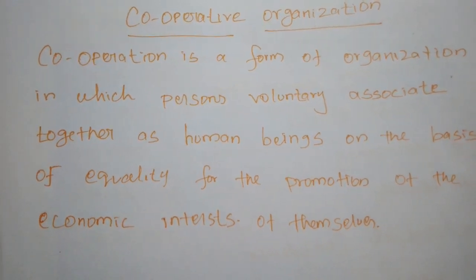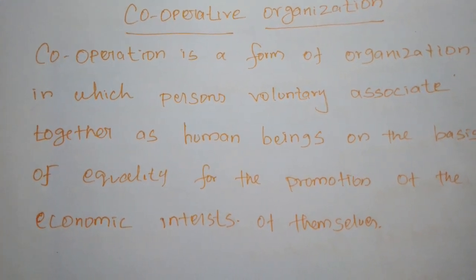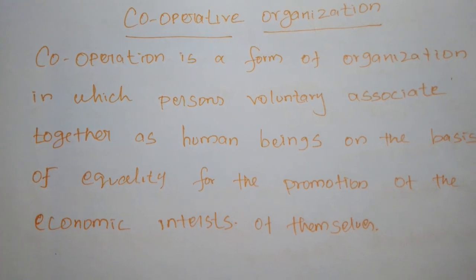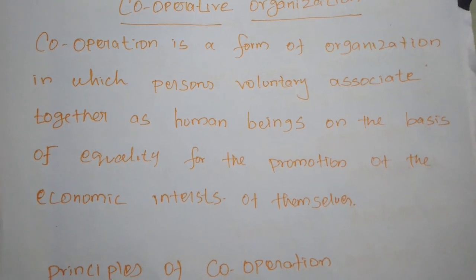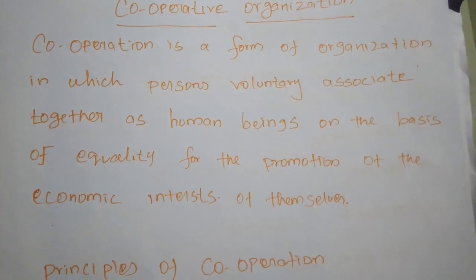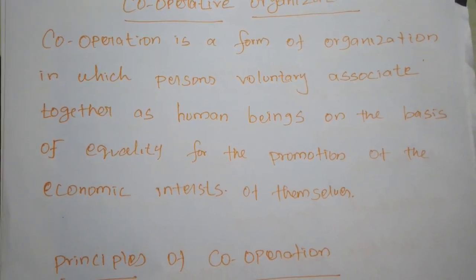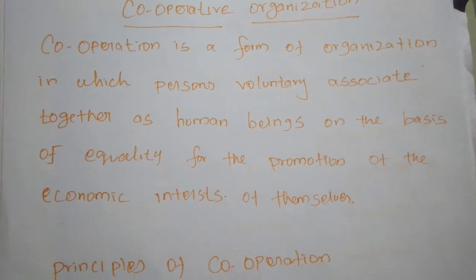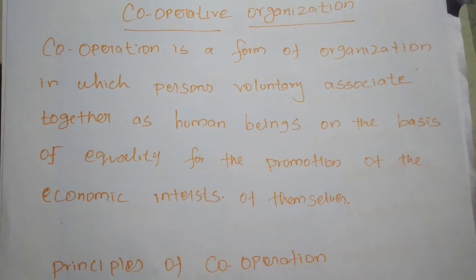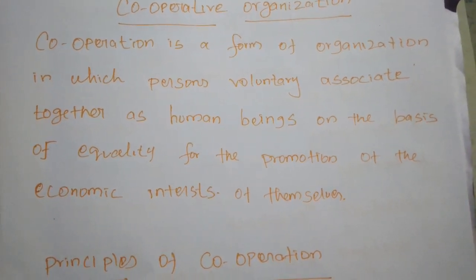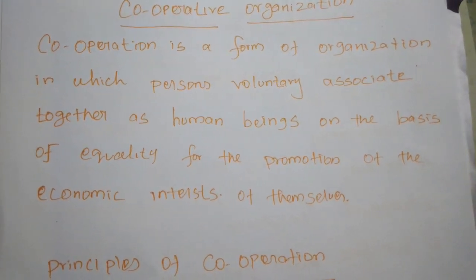Cooperatives are formed by individuals who coordinate among themselves to achieve vertical integration in their business activities. A cooperative is a form of organization in which persons voluntarily associate together as human beings on the basis of equality for the promotion of their economic interests. Normally, some people join together, produce goods, and sell and use the same product themselves. This is called a cooperative organization.